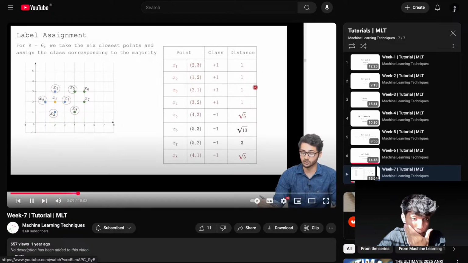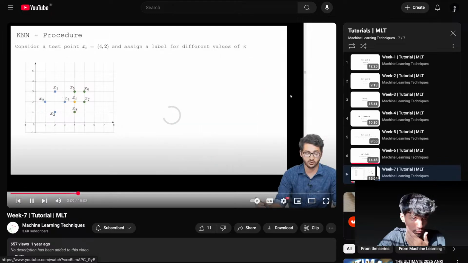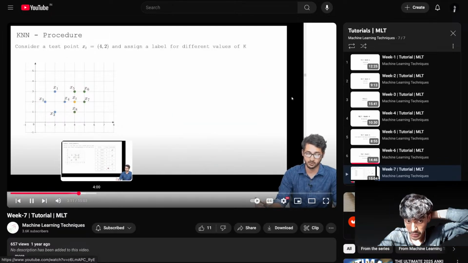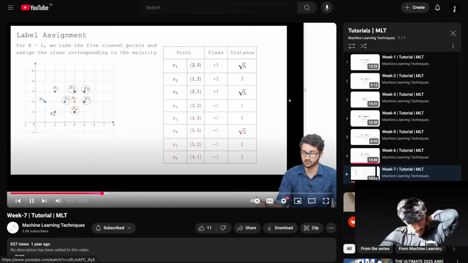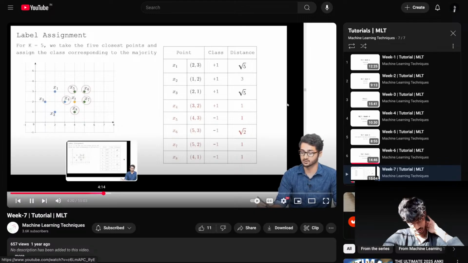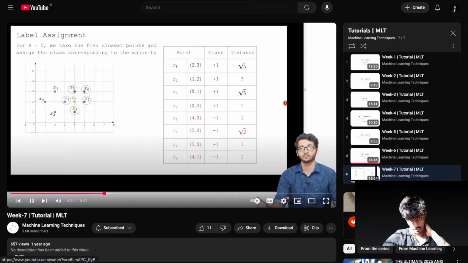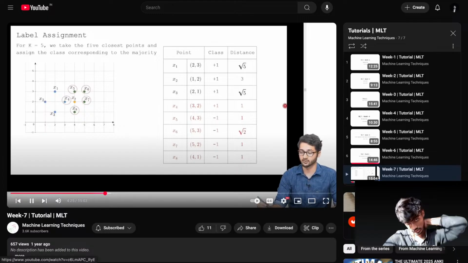So for k equal to k, let us try to assign a label in this classification algorithm, and this value of k in practice is a hyperparameter, and one way to identify a good value of k is through cross validation.